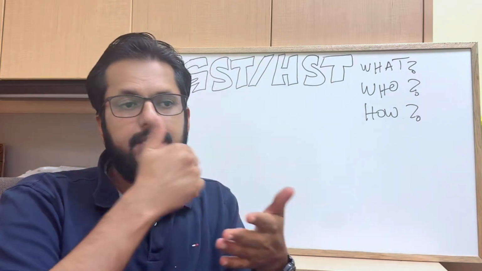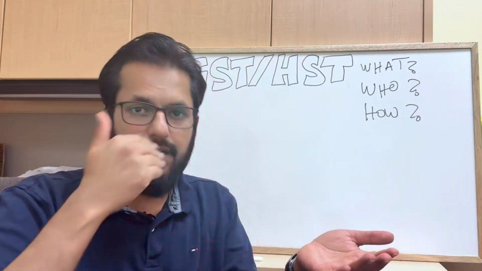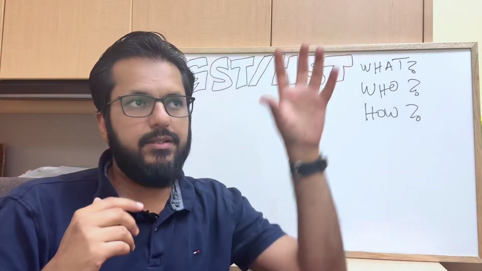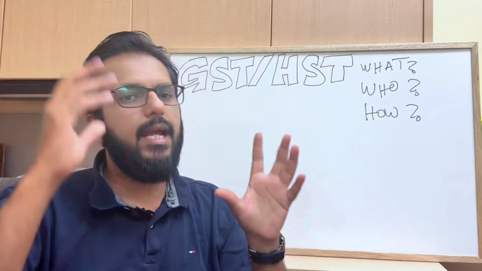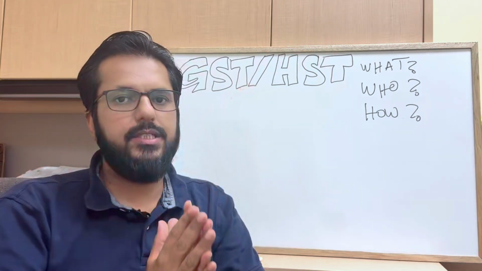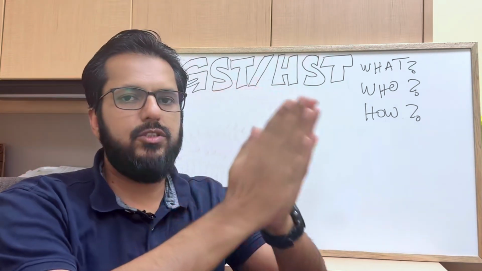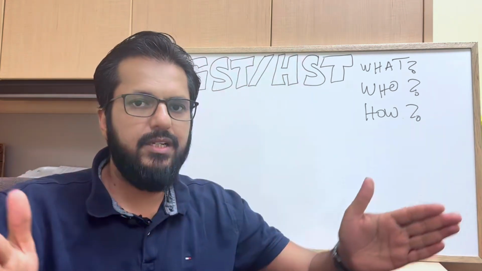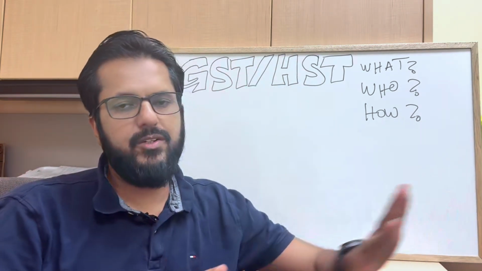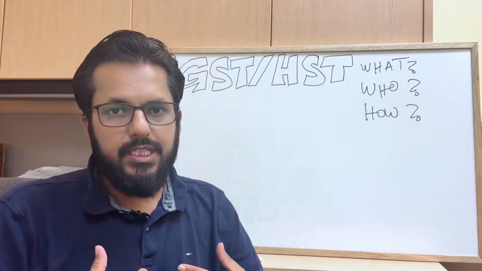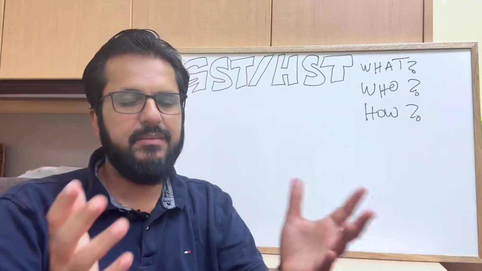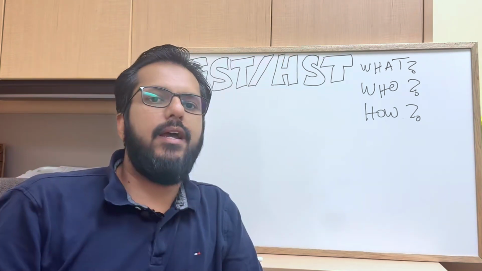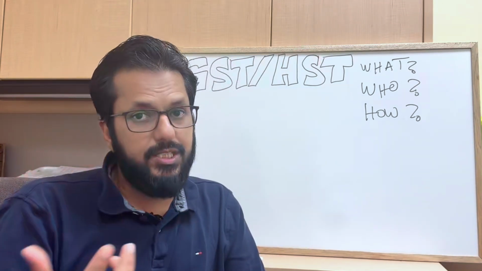So what is HST? HST is Harmonized Sales Tax. It harmonizes 2 taxations, the federal government part and the provincial part, into 1 tax return, and then the information goes to the federal government, and then the federal government splits the share between the federal and the provincial government. So it becomes easier for the businesses to handle the sales tax. Rather than filing 2 tax returns, now they have to do 1 tax return, which is HST.